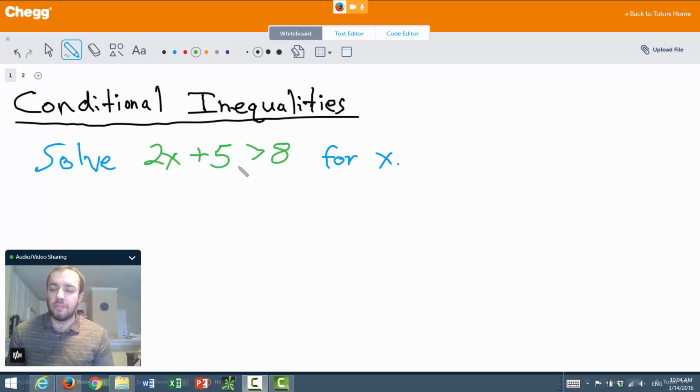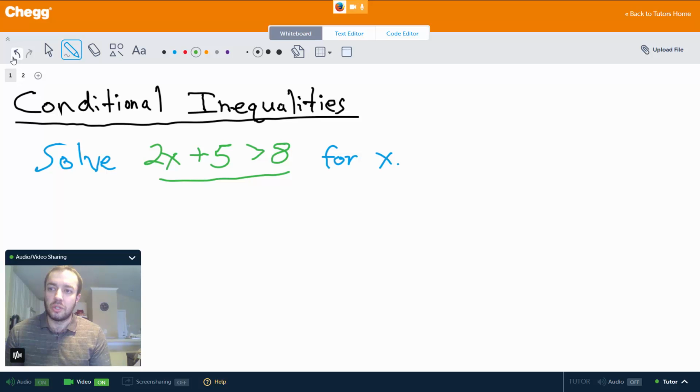And in this video we're going to do an example of conditional inequalities. So a conditional inequality is an inequality, like the one pictured here, that's only true for specific values of x. So let's go ahead and solve this inequality. It's a relatively simple inequality. The point of this example is just to illustrate what a conditional inequality actually is.